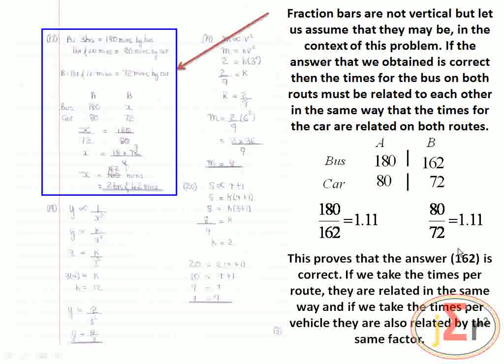Therefore, we see that the answer is correct, because irrespective of the type of vehicle, the rate proves to be the same. And irrespective of the route, the rates or the relationship also holds.